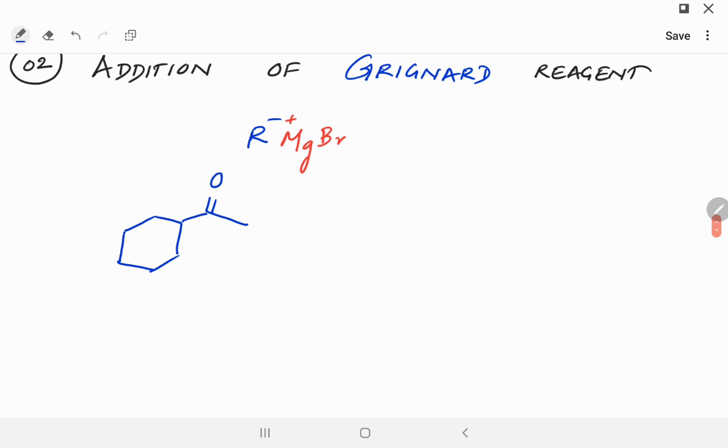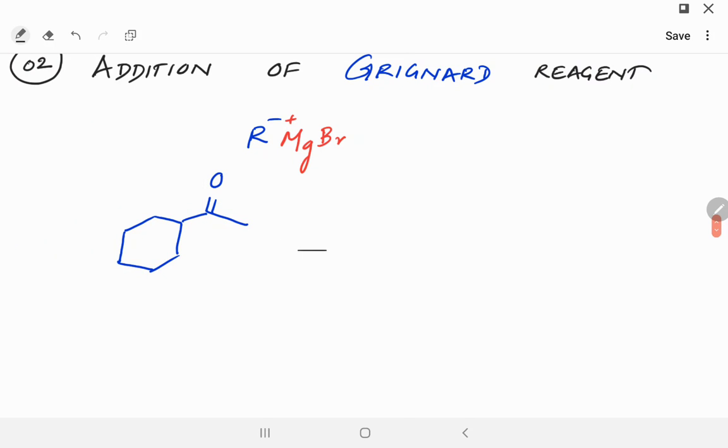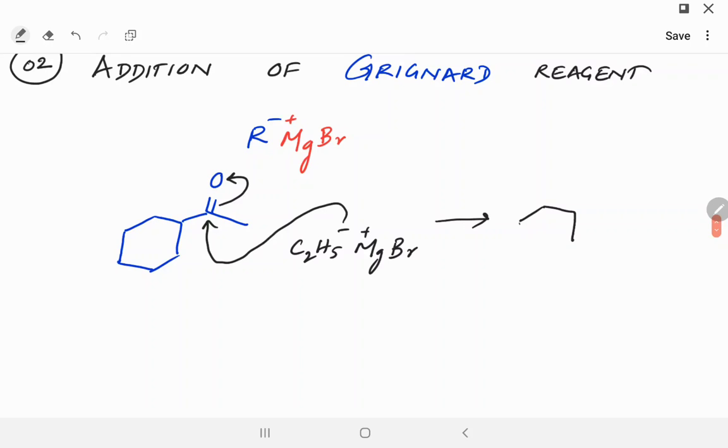Okay, and you're adding the Grignard. So Grignard is, let's say, C2H5MgBr. All right, so basically the R group or the carbon ion will attack the carbonyl carbon, and this will break onto oxygen, forming an alkoxide ion. So the cyclohexane ring is unchanged, nothing happened to that. The carbonyl carbon is now an sp3 hybridized carbon, of course.